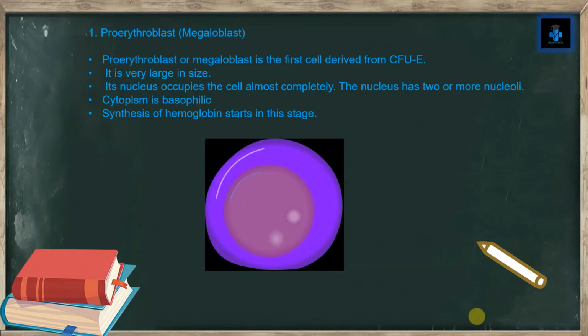Proerythroblast multiplies several times and finally forms the cells of next stage, which is early normoblast. Synthesis of hemoglobin starts at this stage. But the appearance of hemoglobin occurs only at the intermediate normoblast.